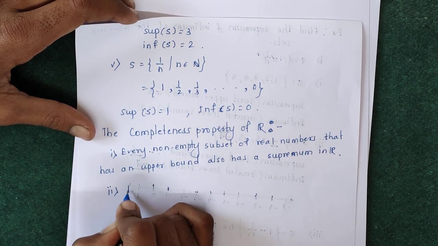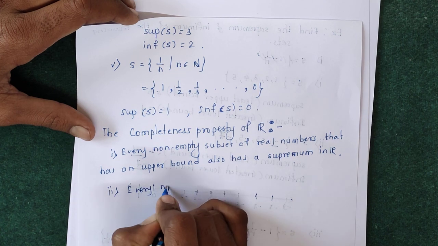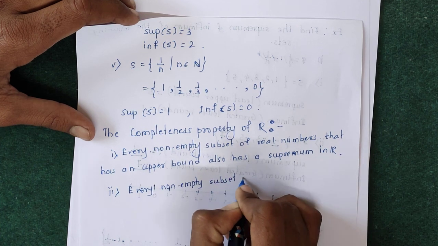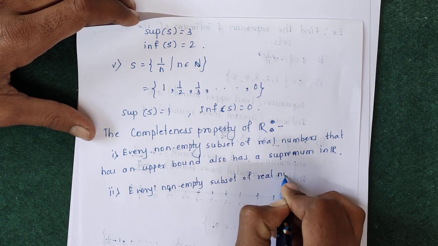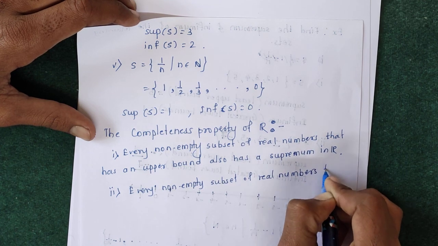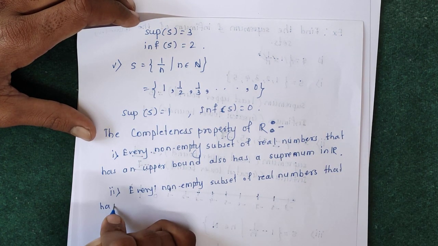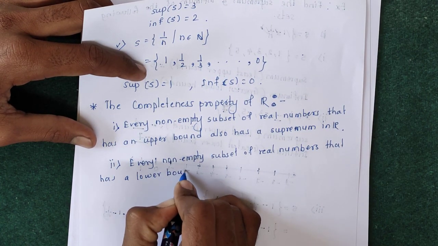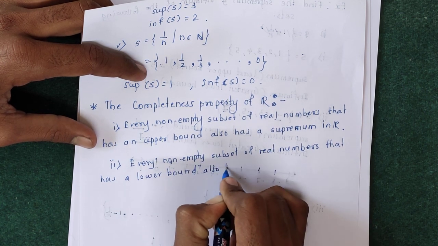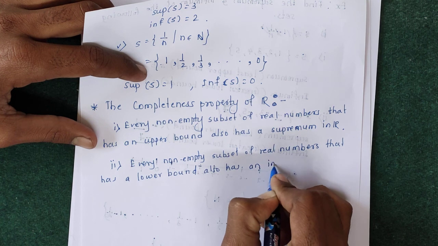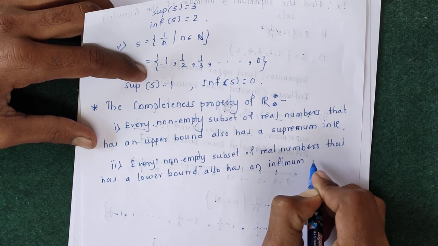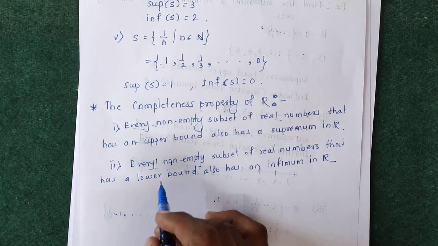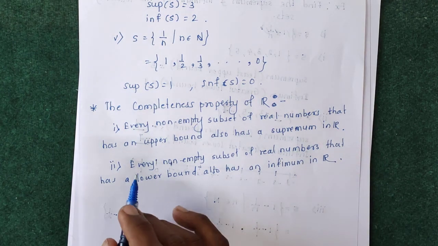And the second property is: every non-empty subset of real numbers that has a lower bound also has an infimum in R. That is, every non-empty subset of real numbers which is bounded below has an infimum. Now these are the completeness properties.